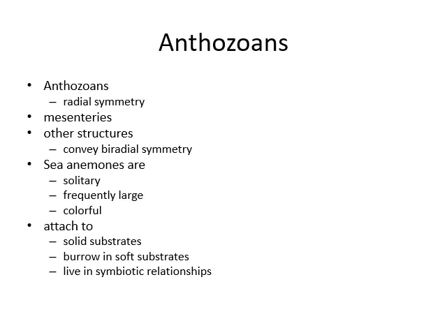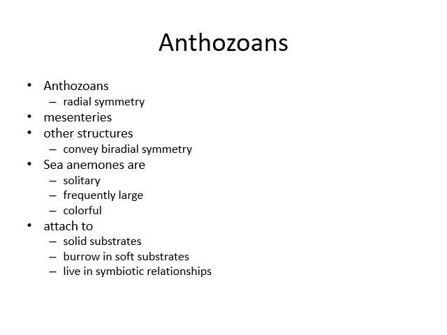Anthozoans have radial symmetry, having the mesenteries and other structures convey biradial symmetry. So it means that if you see the anthozoan, apparently it will have radial symmetry, but if you go inside the anthozoan, then it will have biradial symmetry. It means that you can divide them equally into two parts.